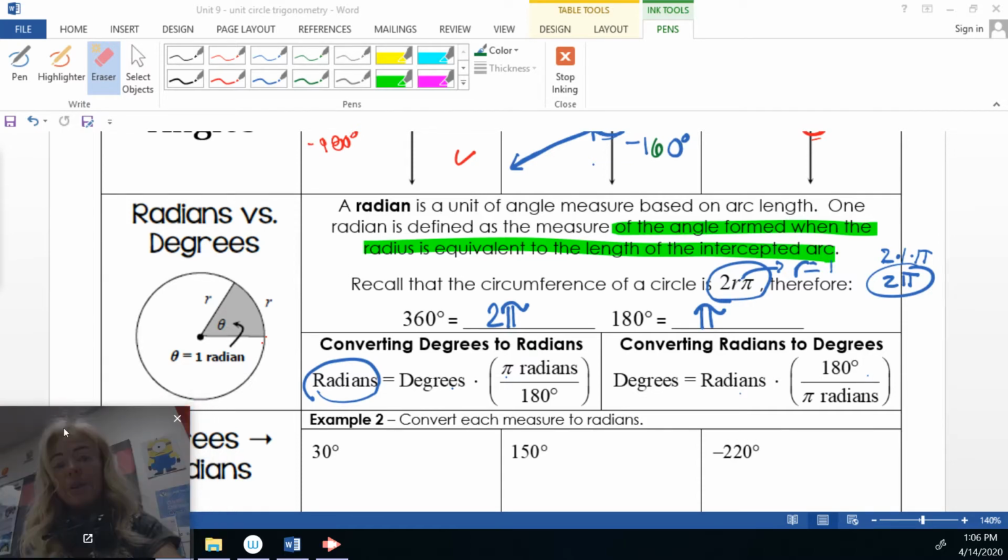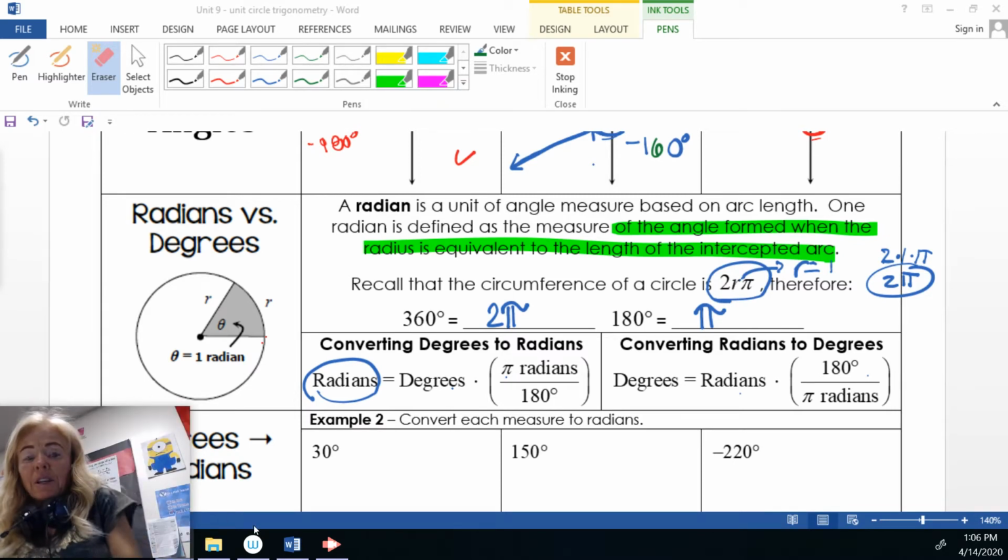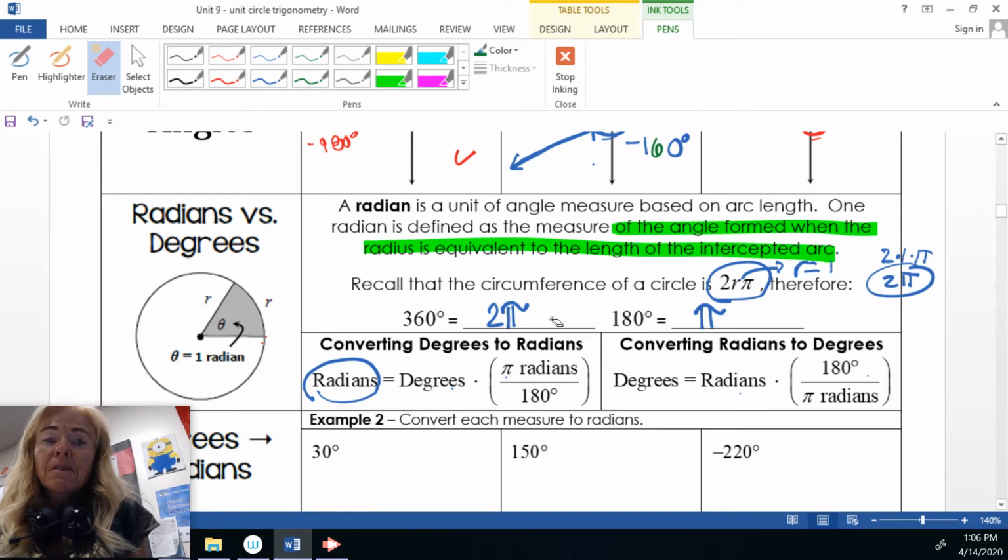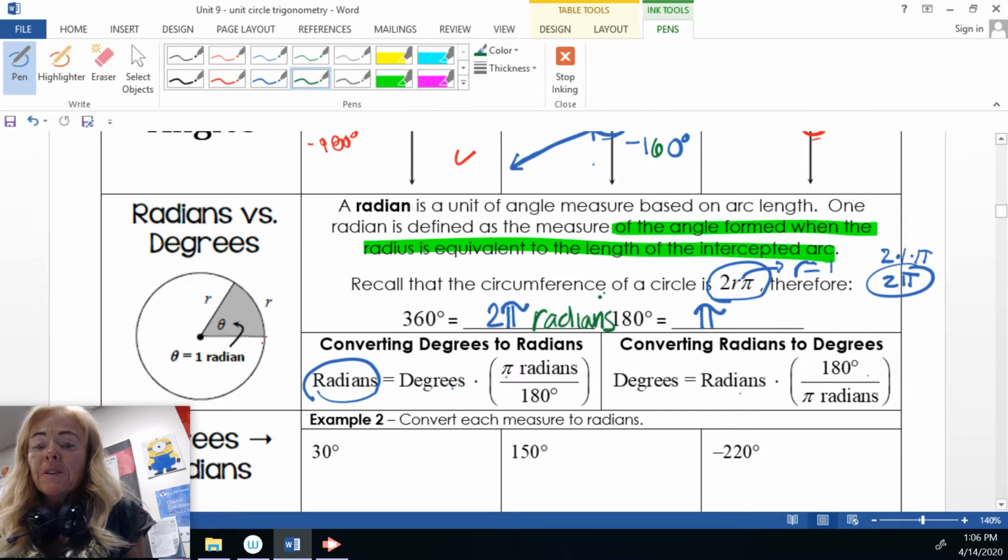This is going to be part 2, and we were talking about radians versus degrees and how to convert from radians to degrees. So if we have radians, and it's based on this right here, our radians times 2 pi are equal to 360 degrees.